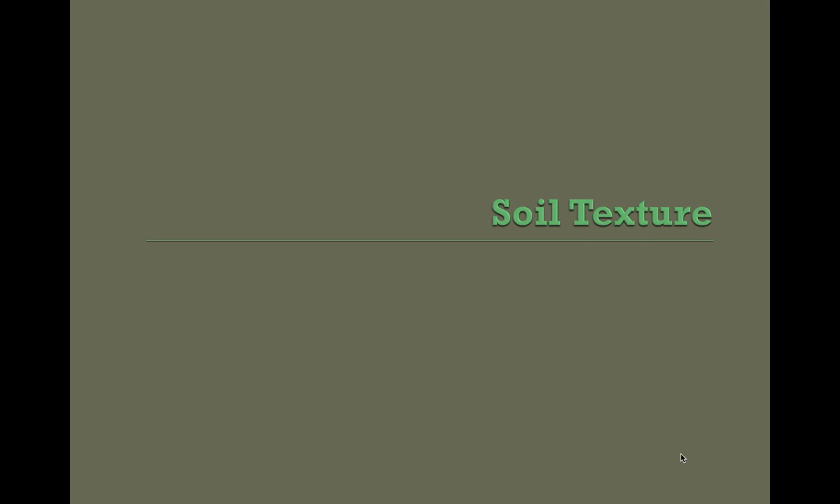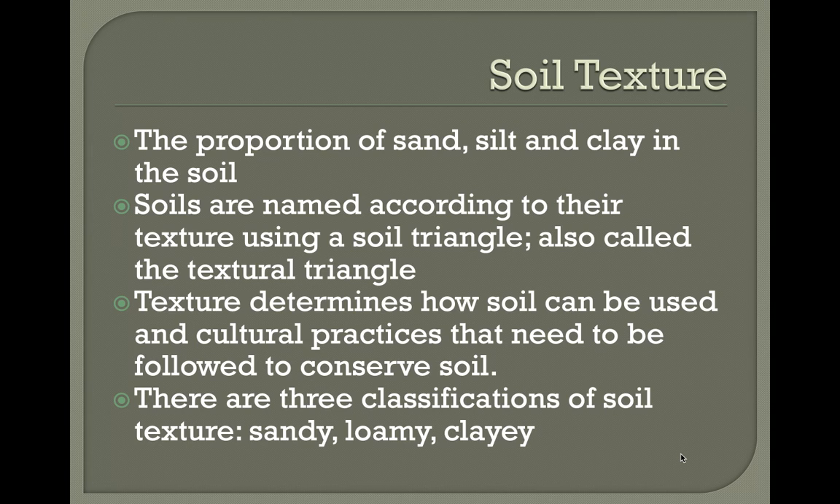So, in taking a look at soil texture, we are first looking at those soil particles that we looked at last time: the amount of sand, silt, and clay that there is in a soil. They're going to be named according to their texture. We have this thing called a textural or soil triangle, and more or less it tells you where the actual soil would lie on the soil triangle.